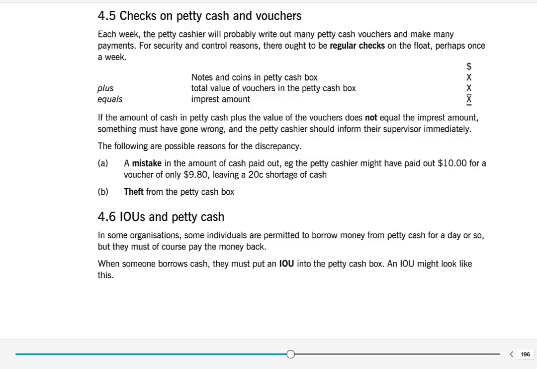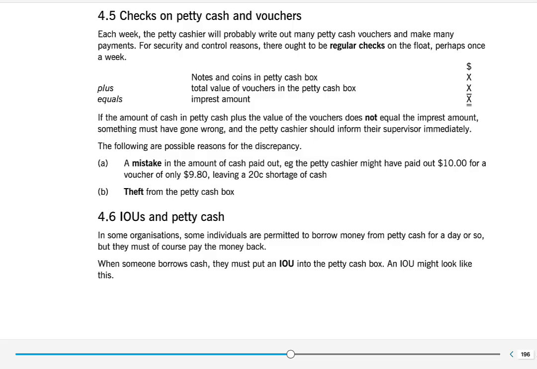The petty cash check formula. The book gives a very important formula. We can say it like this: notes and coins in the petty cash box plus total value of vouchers for payments already made equals the impressed amount. So it should always balance. If it balances, everything is correct. If it does not balance, something is wrong.